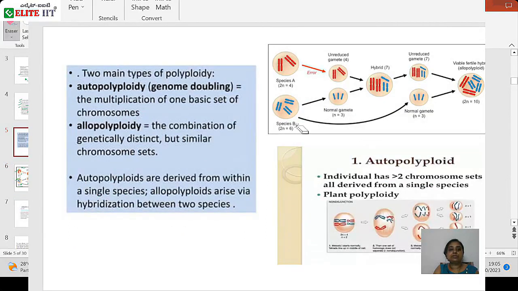So again, I am going to show you the actual figure. What is autoploidy?